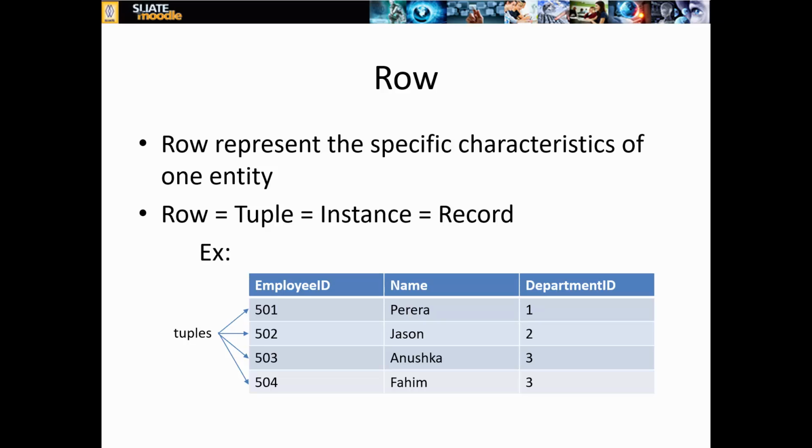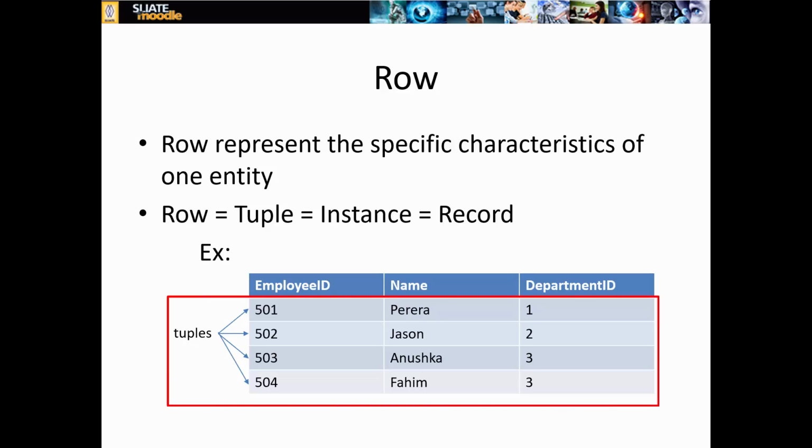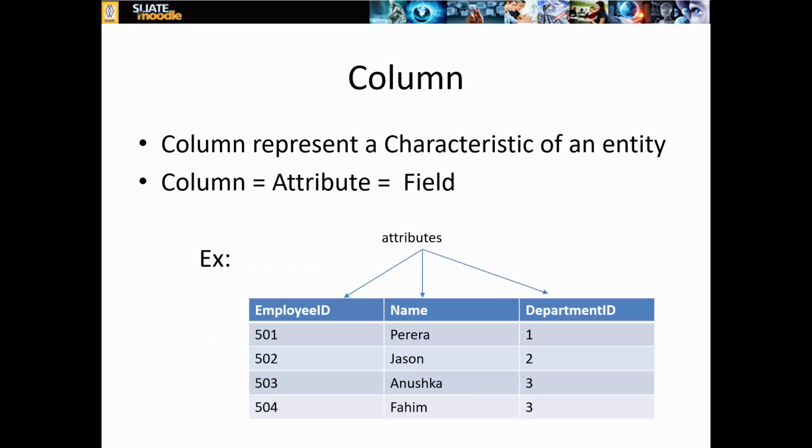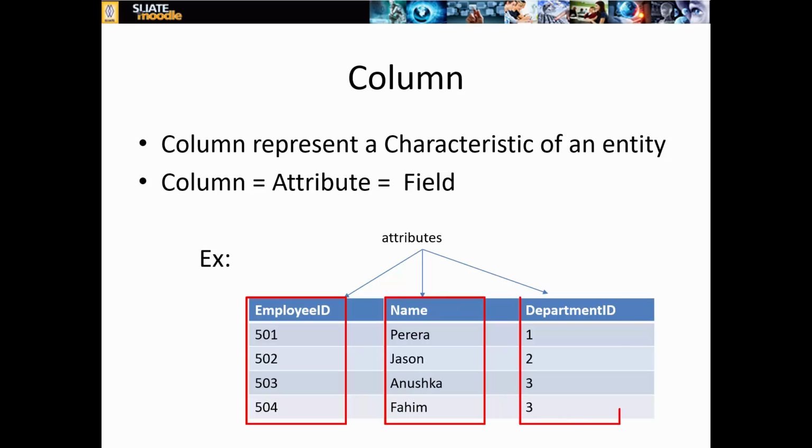Here, in this example, we have 4 rows. That means we can also say there are 4 tuples, 4 instances, or 4 records within this table. When the rows represent data about the entity, columns represent attributes of the entity. For example, in the employee relation, we have 3 columns which contain values for employee ID, employee name, and the department ID.